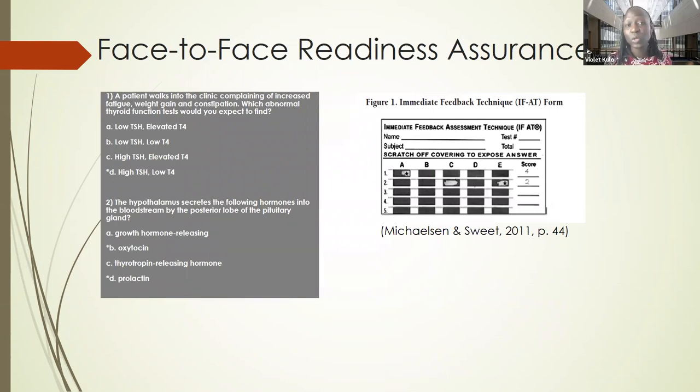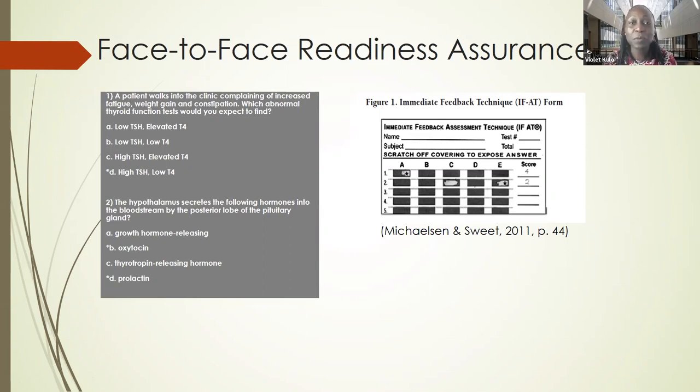In face-to-face traditional TBL, feedback is given through the use of an immediate feedback assessment technique form. This form is similar to a lottery scratch-off card, where students scratch off the forms to reveal the answer for each question. I have a screenshot of one here where this team scratched on the first attempt and got 4 points. Then on the second question, they had to scratch twice, so they didn't get the full score. They got two points. The students are awarded partial credit when they require more than one scratch to get the correct answer.